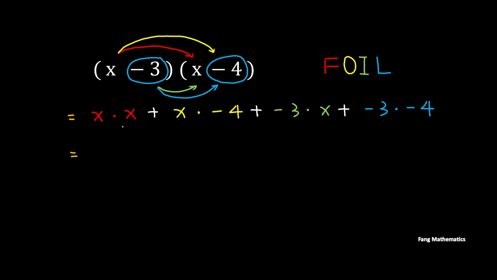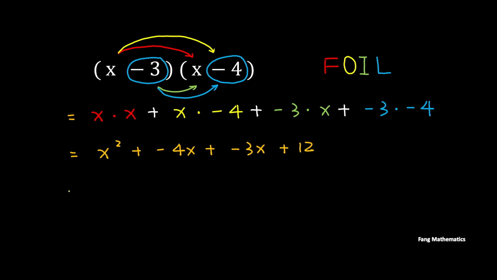X times x, that is x squared. X times minus 4, that is minus 4x. Minus 3 times x, so minus 3x. And you have minus 3 times minus 4. Minus minus should give you plus, and 12.